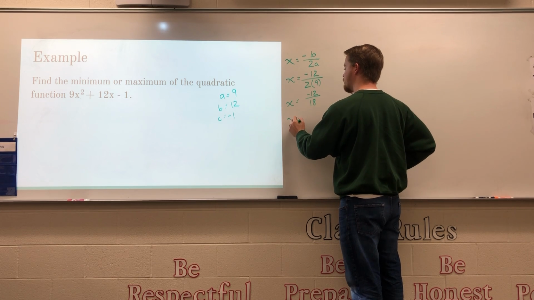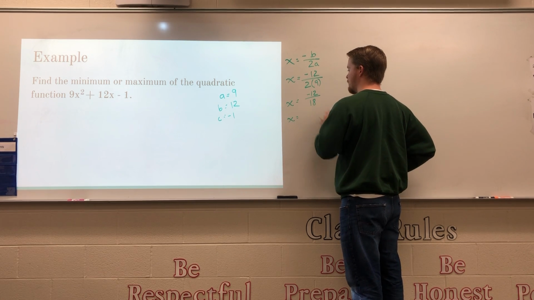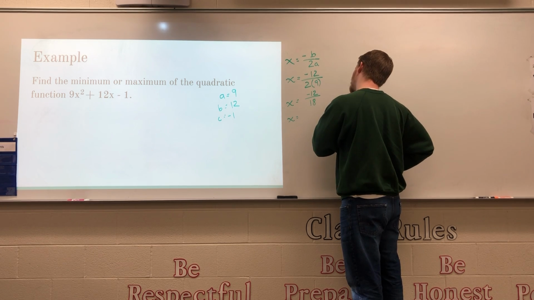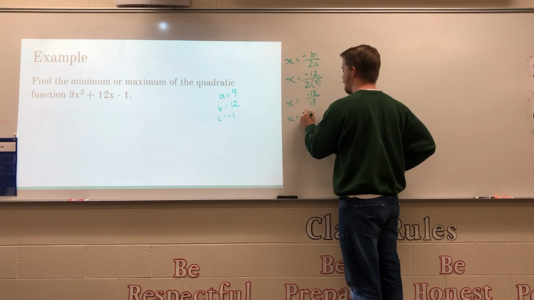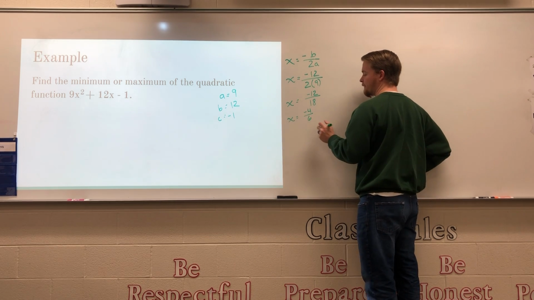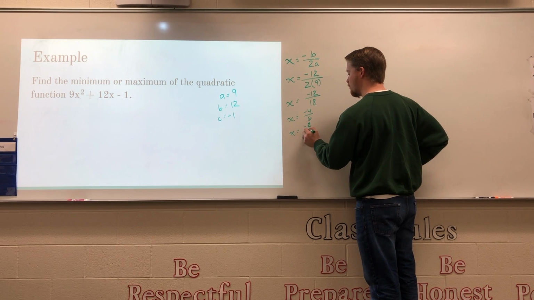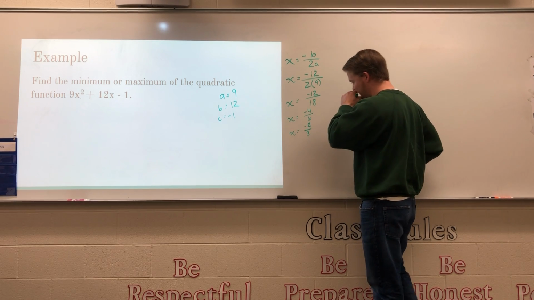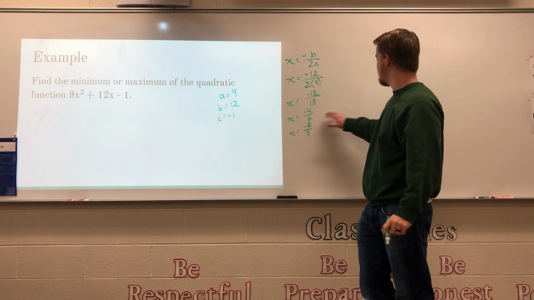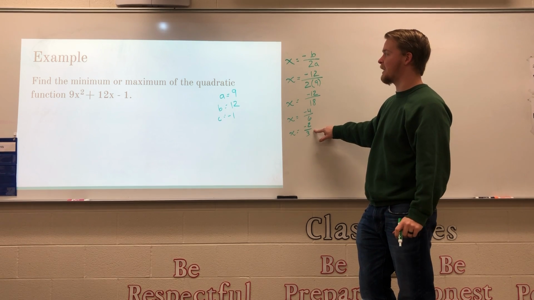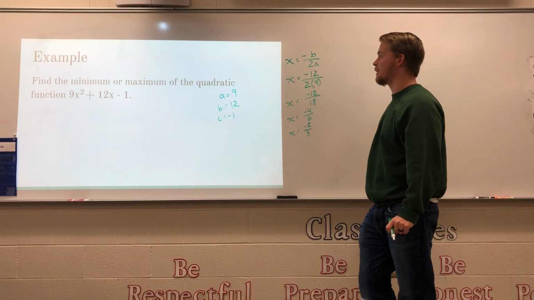And then I'm just going to reduce that. Negative 12 over 18 can reduce to, let's see, negative 4 over 6. And then that can reduce even further to negative 2 over 3. So that is our x value for this quadratic function.